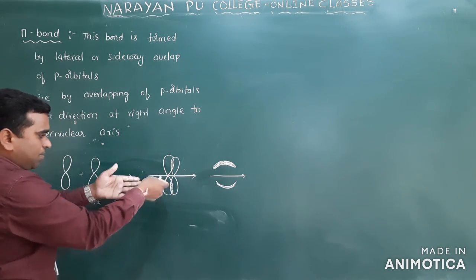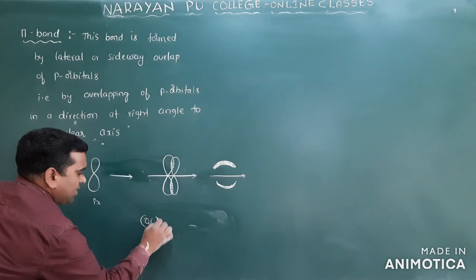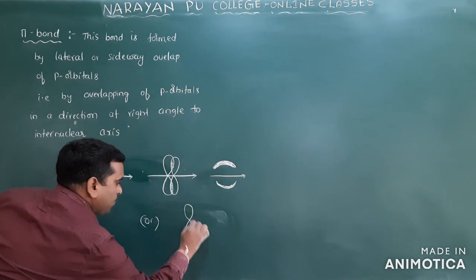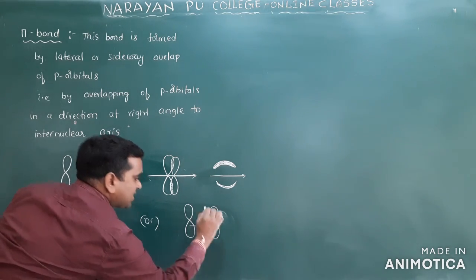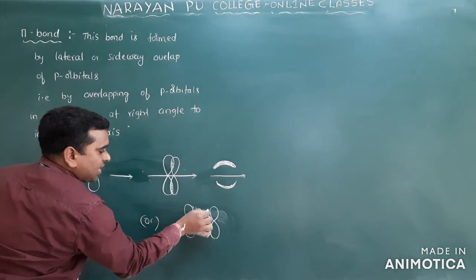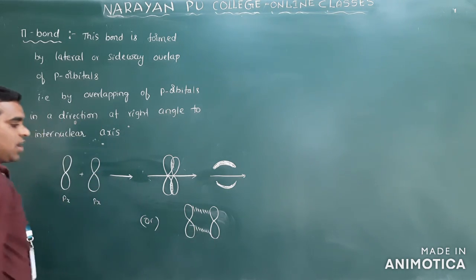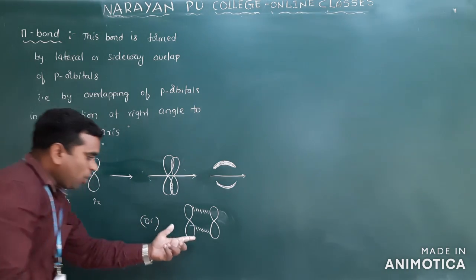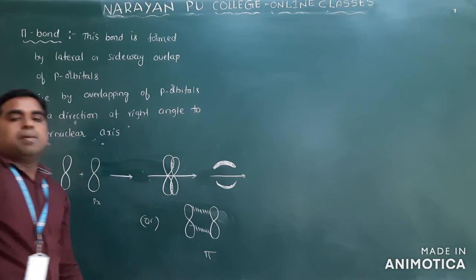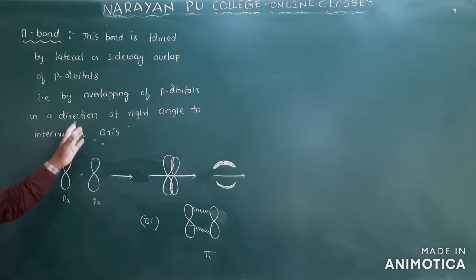Clear? Sometimes this can be represented in this way also. One is px and another one is px. We can represent the pi bond like this also. Clear? The bond formed we will call a pi bond. Okay? And the remaining we will discuss in the next.